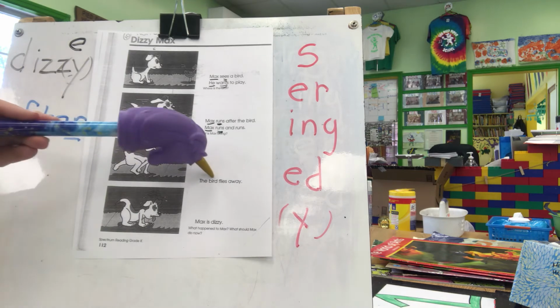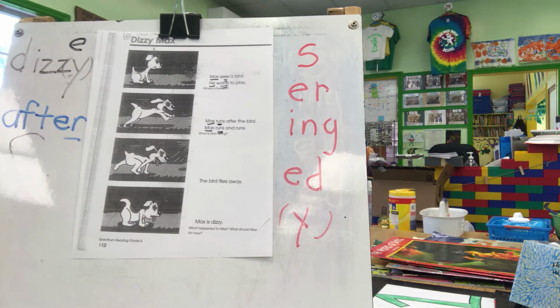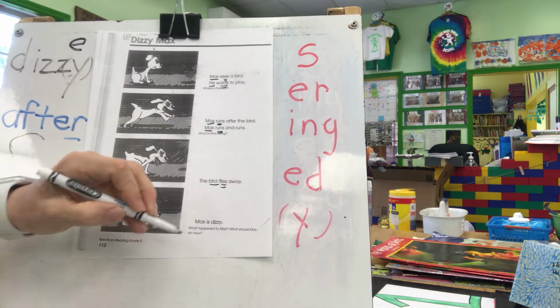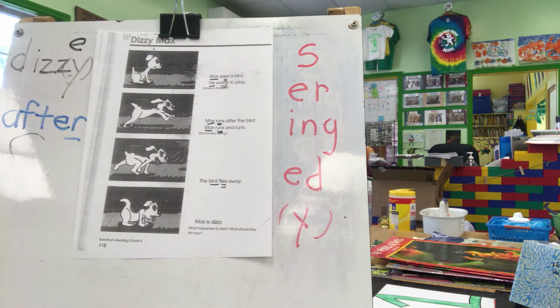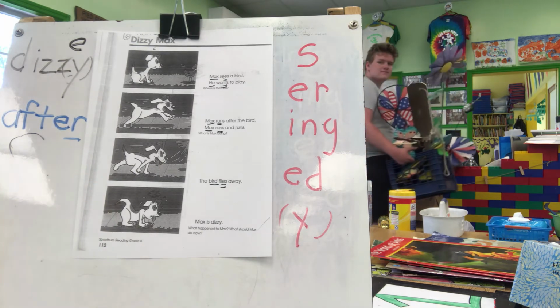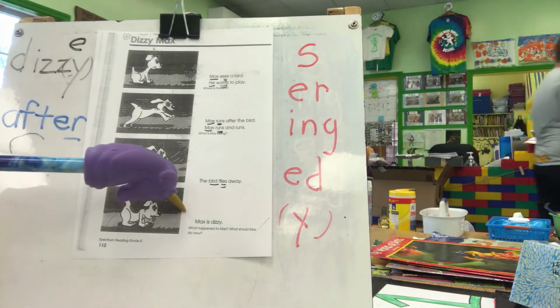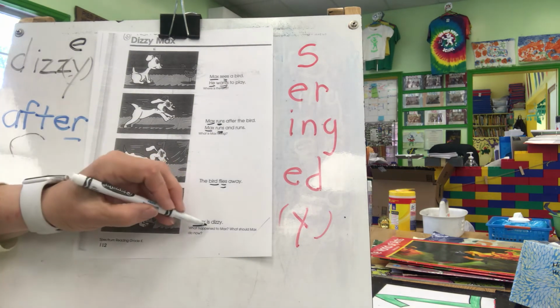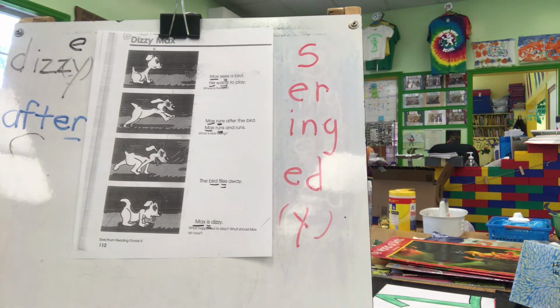Let's look at the next picture. The bird flies away. Oh, this isn't about Max anymore. It's about a bird. What does the bird do? Flies. He's a flyer. He's flying. He flew. Max is the noun. Flies is the verb. Look at the last picture. What's Max doing now? Max is what? Ooh, that's the word we sounded out at the beginning. Dizzy. So put 1 line under Max. Max is the noun in that subject of that sentence, and 2 lines under is.